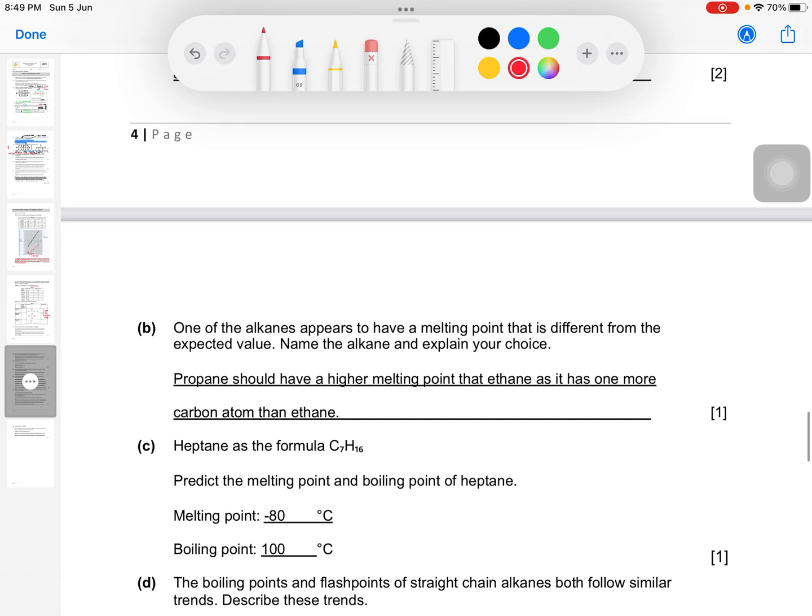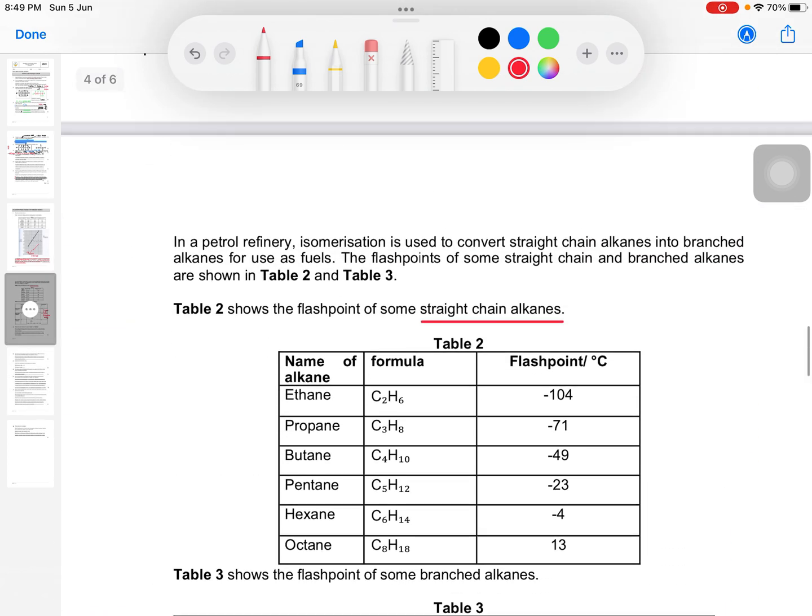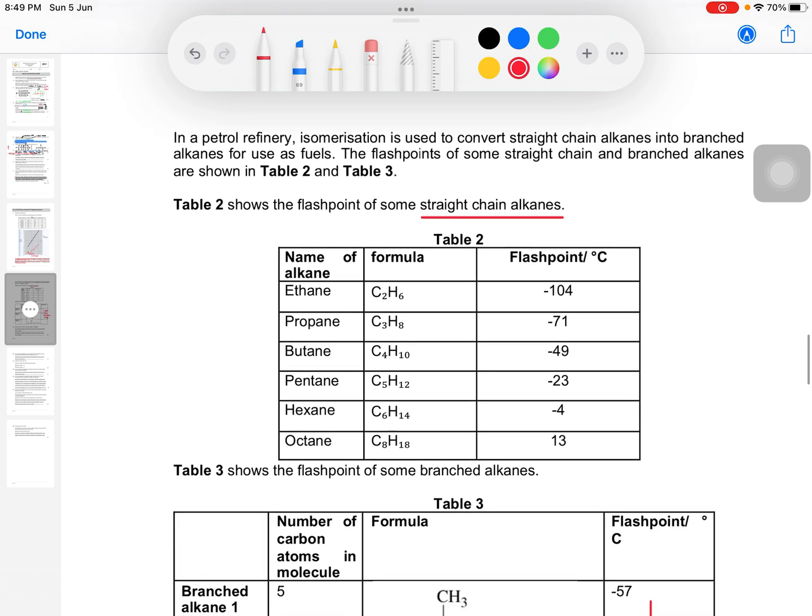You actually have the formula of heptane. They ask you to predict the boiling point of heptane. The moment you are asked to predict, heptane is actually here.